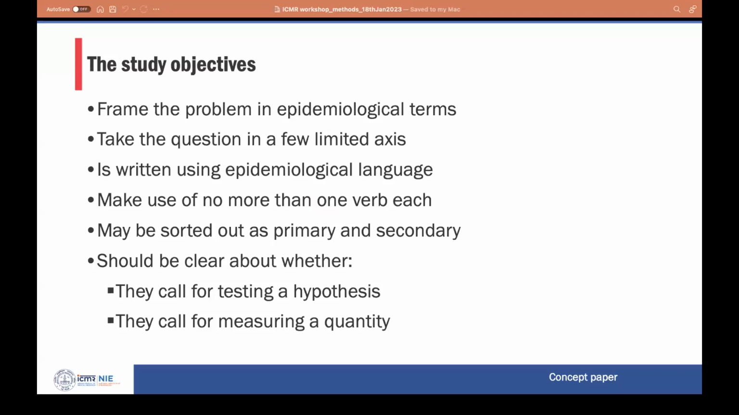Quite often people will have multiple questions. You may have multiple questions, but you will not be able to calculate your sample size for everything. Therefore, defining your primary objective is extremely important to align you to the various sections of your methods. And you need to be very clear whether you are testing a hypothesis, meaning it is analytical, like answering a question on risk factors, or you are measuring a quantity, like prevalence of something. So that is measuring a quantity.